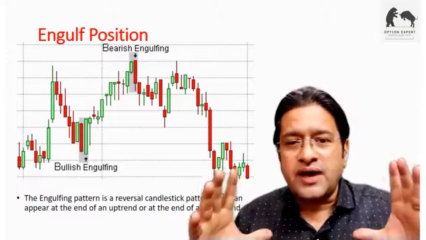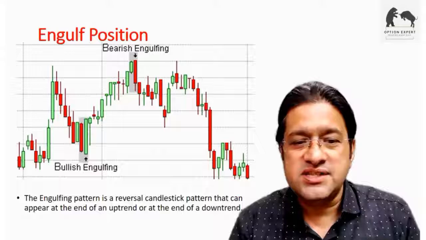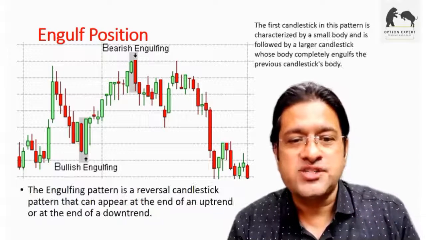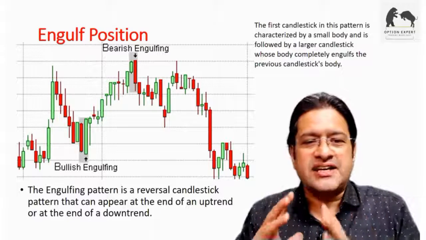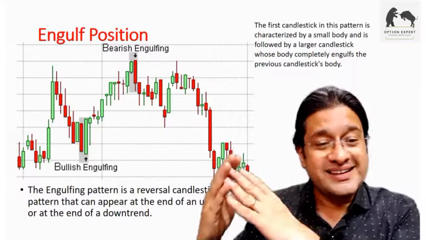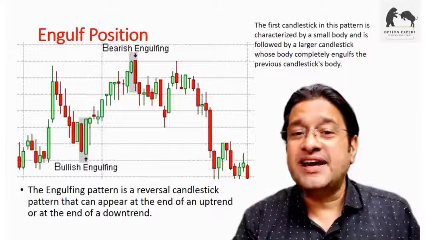We're going to see a lot of engulfs, dojis and engulfs. We'll see plenty of them when we look at real-time candles, which we'll be studying as we go ahead. Now, the engulf pattern is a reversal candlestick pattern that can appear at the end of an uptrend or at the end of a downtrend. Both are characteristics.